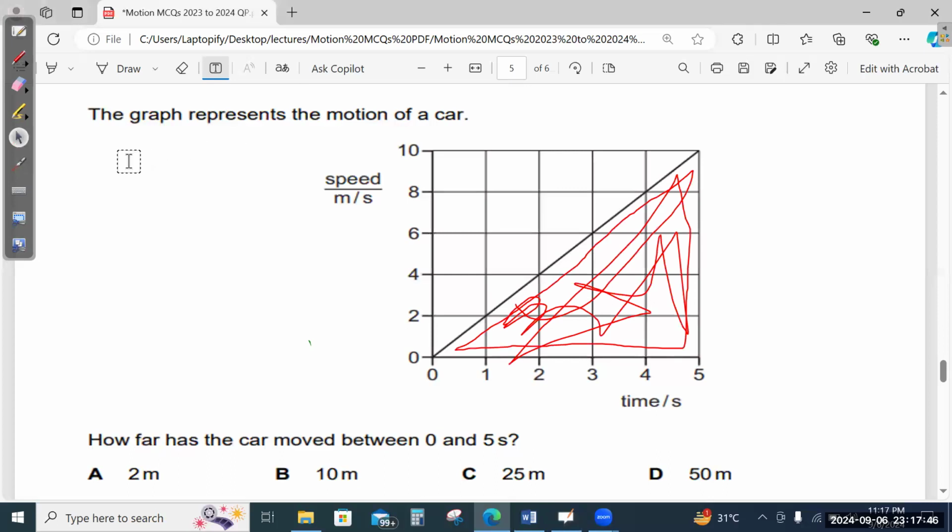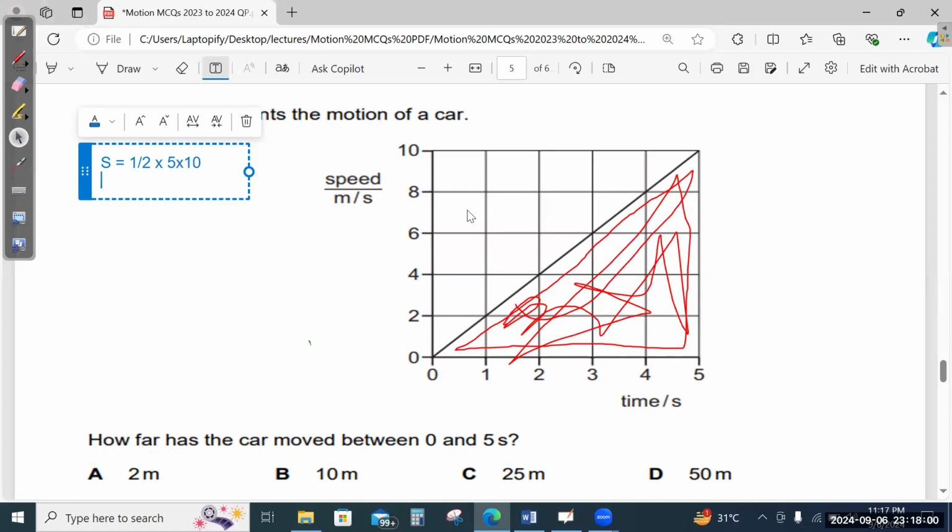Now, you have to apply the formula, that is S is equal to 1 by 2 multiplied by length, which is 5, multiplied by width, which is height, 10. Okay, this is very simple. 2 5s are 10, 5 25. You will get 25-meter distance. It means your car has covered 25-meter distance in 5 seconds. Is it clear?